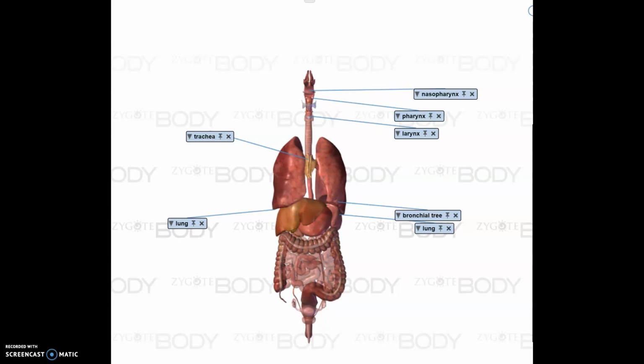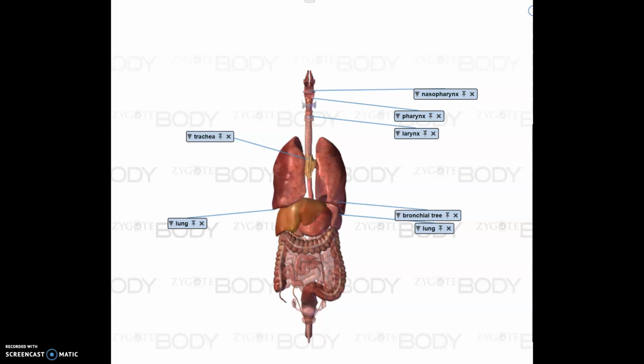Next is the pharynx. This is also known as the throat. It is also part of our digestive system, not just our respiratory system. For our respiratory system, it allows air to travel down our respiratory tract.